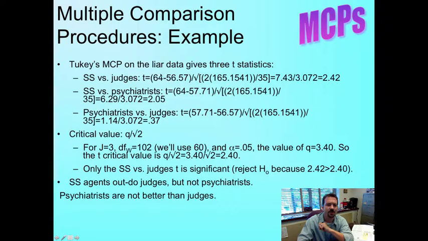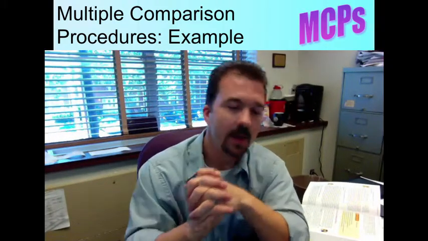Okay, 64 is the mean for Secret Service, 56.57 for judges. So here this shows you that indeed your Secret Service agents are doing better at detecting liars than your judges are. Okay, that's the only significant difference here. Secret Service not different from psychiatrists, psychiatrists not different from judges. Okay, and that's basically how you would write up your results as well. You would have to specify where the differences are and where they aren't, where there are equivalents between groups as well.